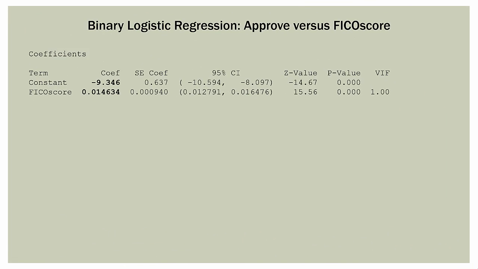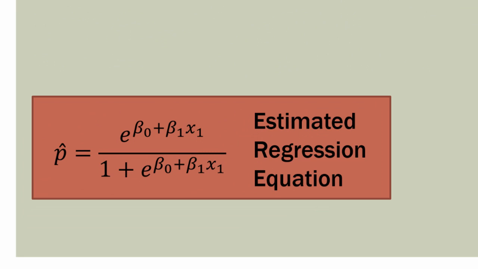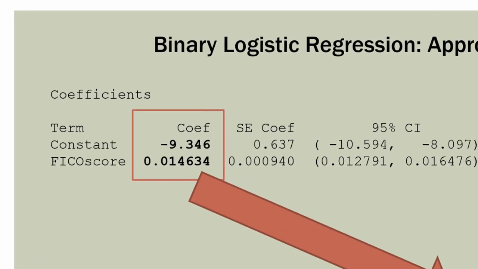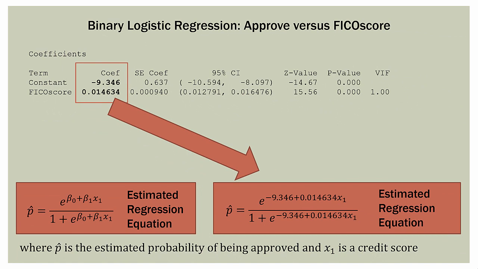So now let's go ahead and use our coefficients to estimate some probabilities. So here is our estimated regression equation. We covered that in the very first slide. Now what we can do is take our coefficients and substitute them into this estimated regression equation. So here we have p hat equals e raised to the power of those independent variables.